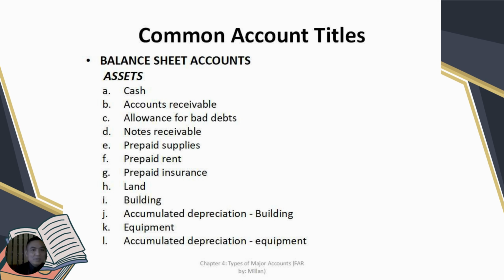Assets: cash, accounts receivable, allowance for bad debts, notes receivable, prepaid supplies, prepaid rent, prepaid insurance, land, building, accumulated depreciation, building equipment, accumulated depreciation, equipment.